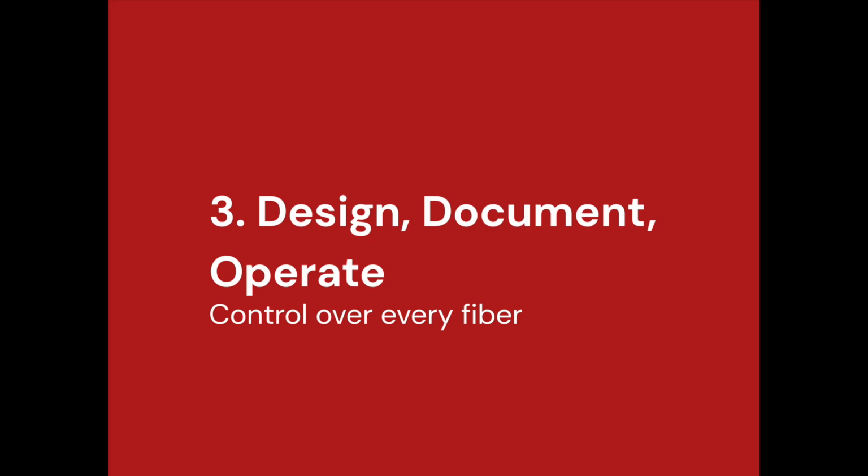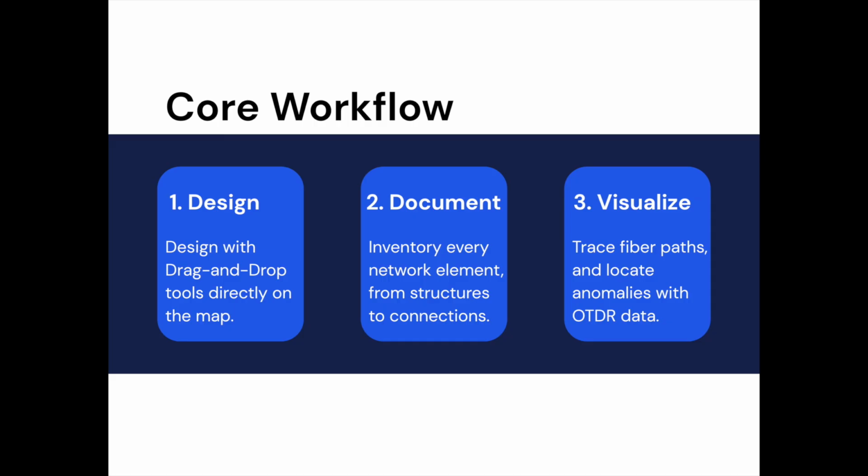So how does this actually work in the real world? How do you really get control over every single strand of fiber? Well, it all boils down to this really integrated workflow that covers you from design to documentation all the way through to operations. And the workflow just makes sense. First, you design. You're literally just dragging and dropping things like splice closures or cabinets right onto the map. Second, you document everything, and I mean everything, from your aerial routes and slack loops to underground conduits and individual terminal ports. And finally, you visualize and troubleshoot.